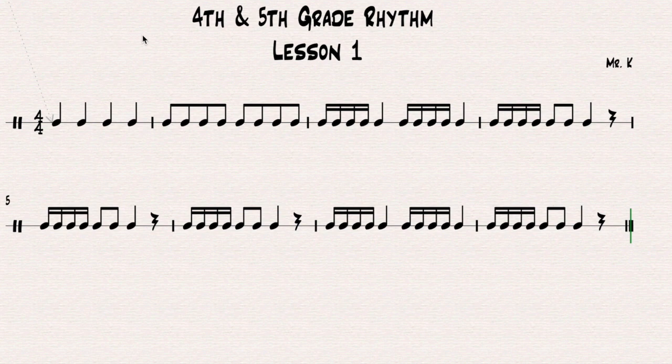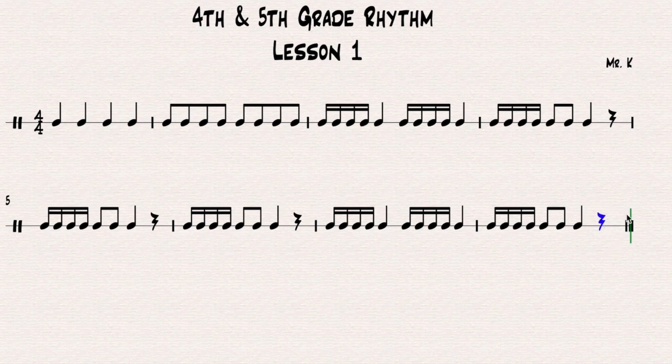So welcome to your first online rhythm lesson. Let's see what we're dealing with here. We're going to be using quarter notes today, eighth notes that are groups of 4 beamed, 4 eighth notes connected, 2 eighth notes connected with a beam, 4 16th notes connected, and quarter rests.